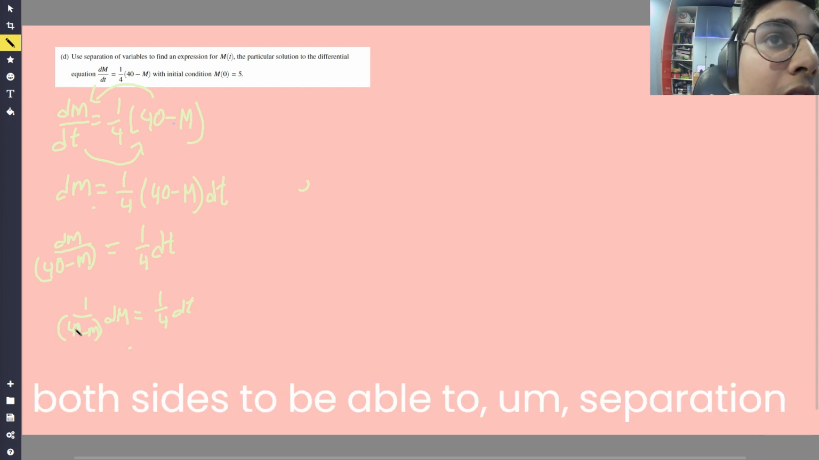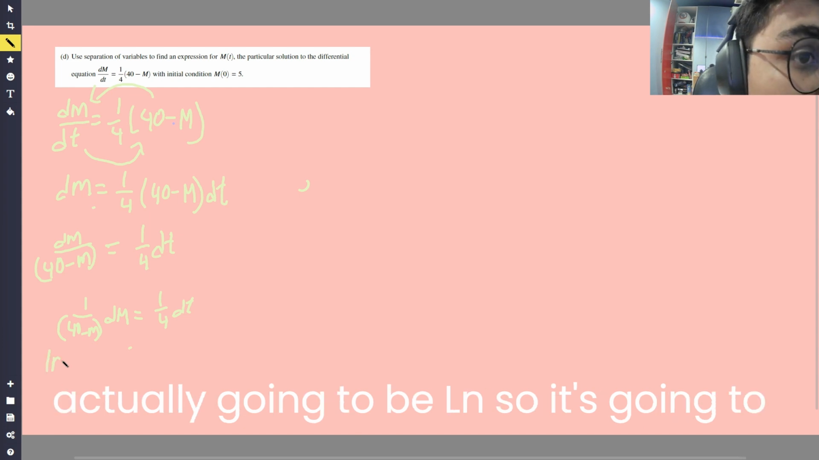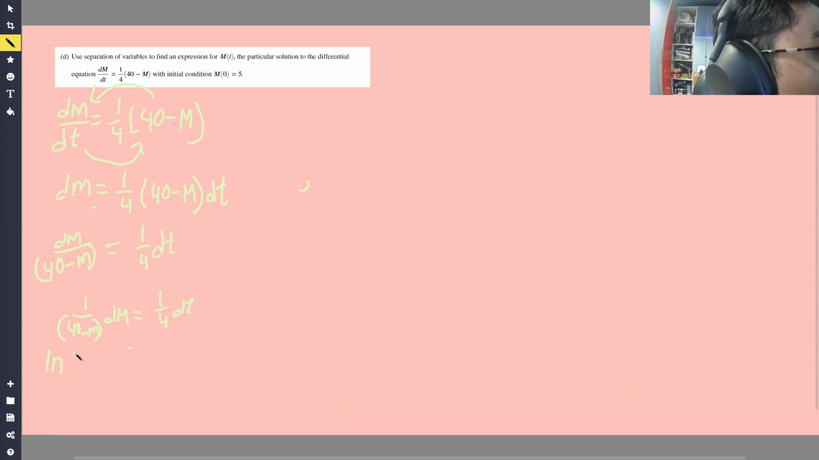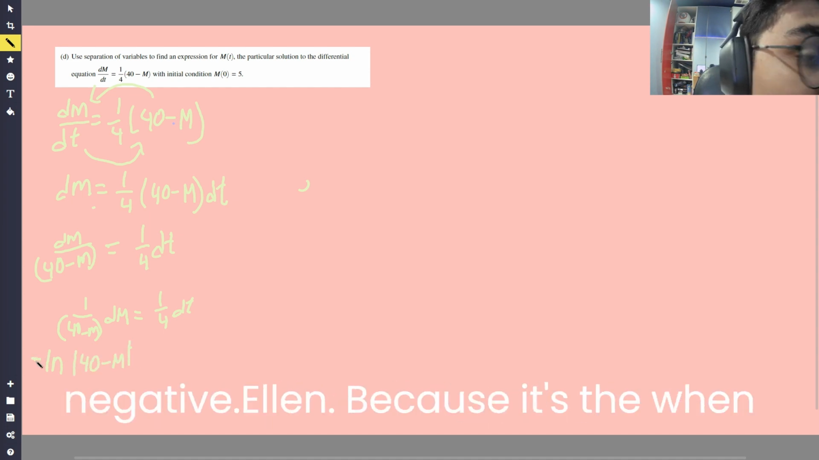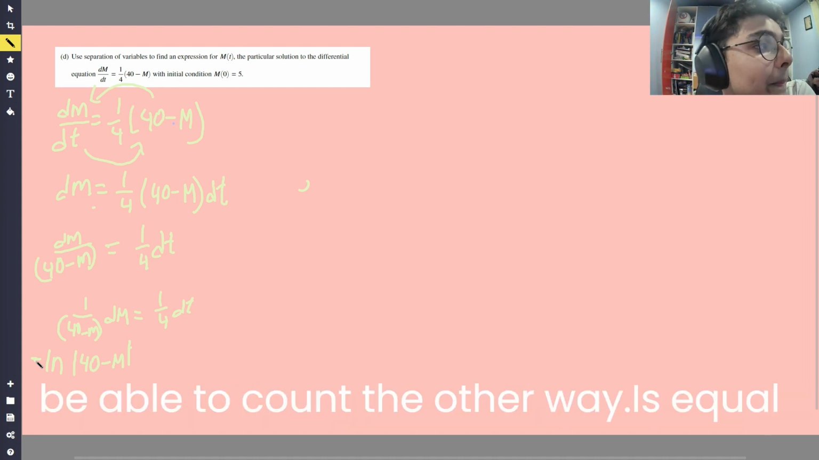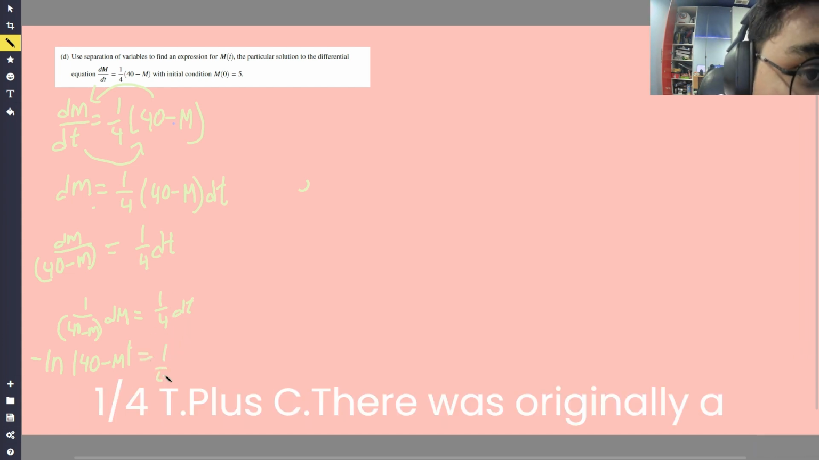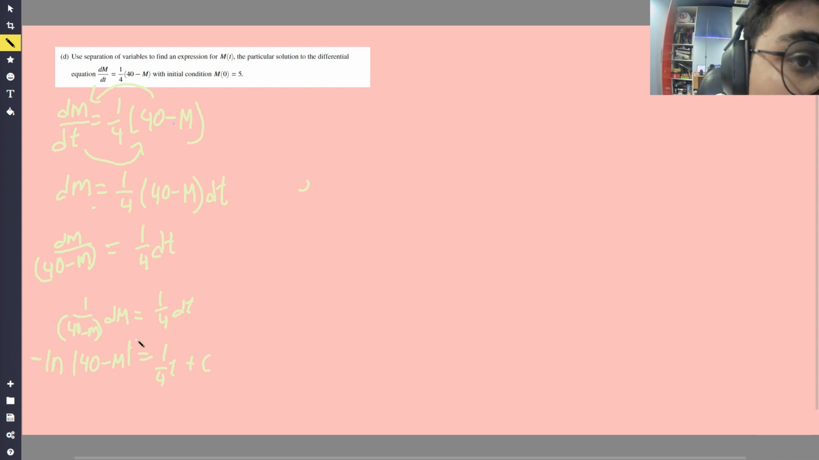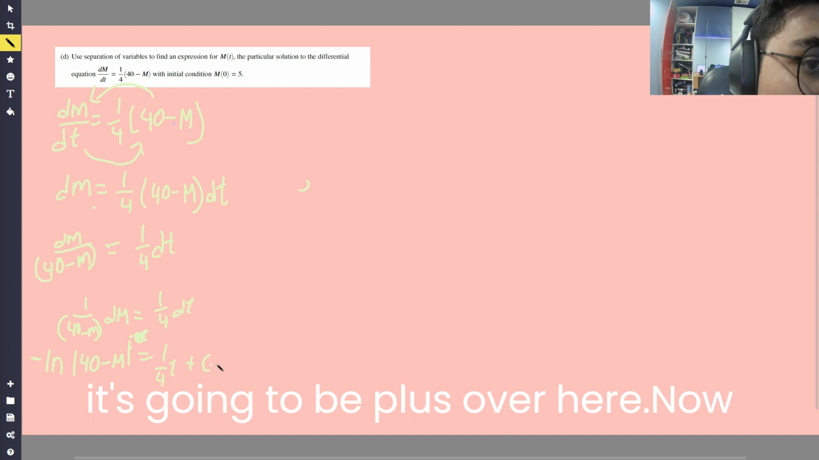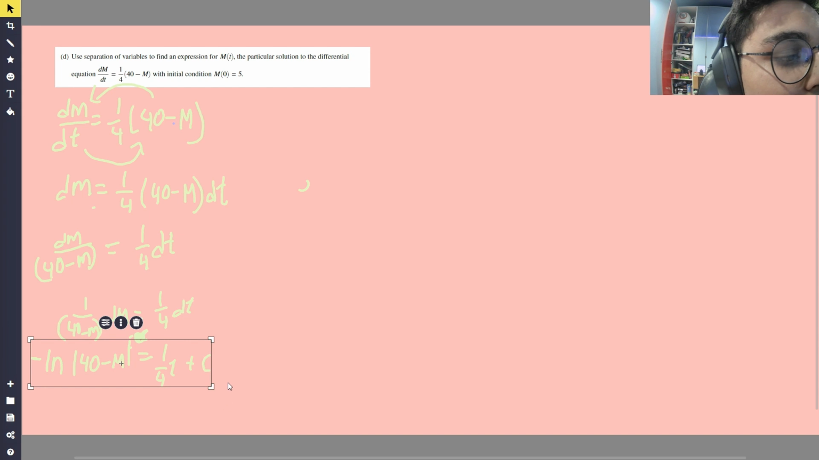Now we can take the integral of both sides to do the separation of variables, and we're trying to solve for the original equation. On the left side, it's going to be negative ln of 40 minus m, because when you're taking that ln, you have to account for the other direction. It is equal to the integral of 1/4 dt, which is 1/4 t plus c. There was originally a plus c on the other side, and if we do c minus c, it's still some arbitrary constant c, so we're just going to ignore that, and it's going to be plus c over here. Now, let's move this over.